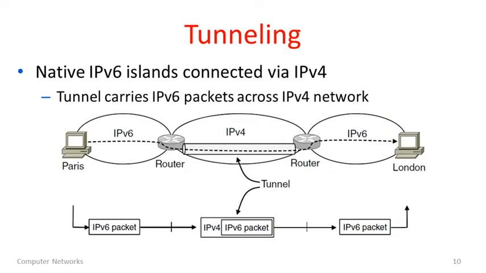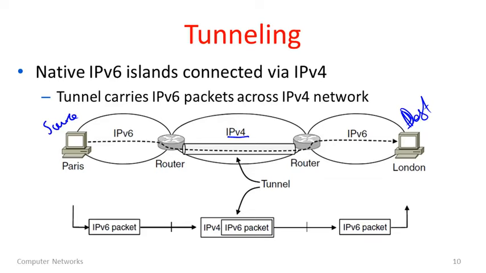So here is the tunneling scenario. We have on the left an IPv6 network. On the right, we have another IPv6 network. So we'd like to send a packet from the source to the destination. Source on the left, destination on the right. They're both on IPv6 networks. Sounds wonderful, except of course in the middle, we have an IPv4 network.